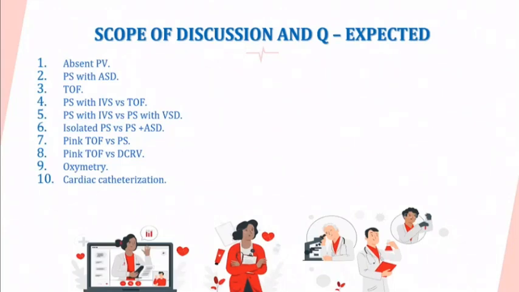And pulmonary stenosis with intact ventricular septum versus pulmonary stenosis with ventricular septal defect, and isolated pulmonary stenosis versus pulmonary stenosis with atrial septal defect, and pink-TOF versus pulmonary stenosis, pink-TOF versus double-chambered right ventricle, and oximetry and cardiac catheterization. These are the topics to be covered for the topic to be complete. And this is it, sir. I have included a few questions.